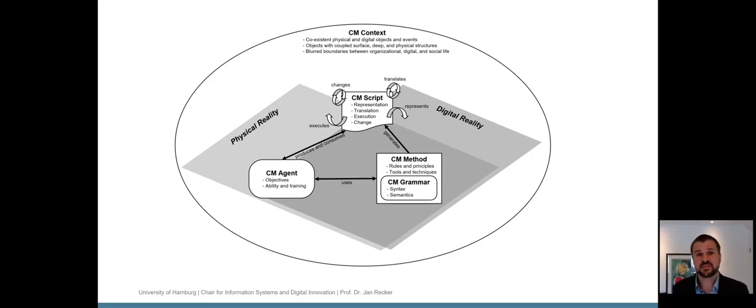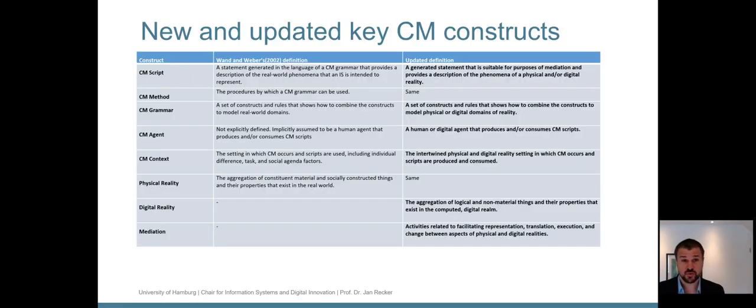And all of this happens within the context where we have situations with both physical and digital objects and events. We have objects where surface, deep, and physical structures are coupled, and we just have blurred boundaries between what happens at work, at home, in the physical and the social and the digital space. So this is really the framing where conceptual modeling occurs, and with this type of viewing it, we have a lot more functions, a lot more purposes of conceptual models. Let me show you some of them.